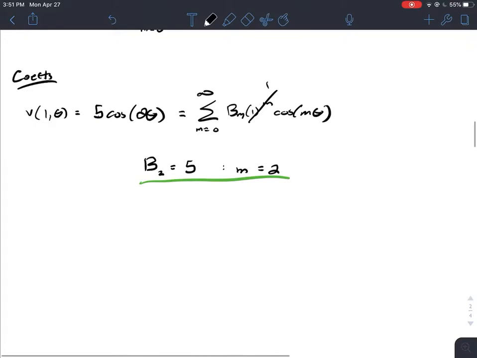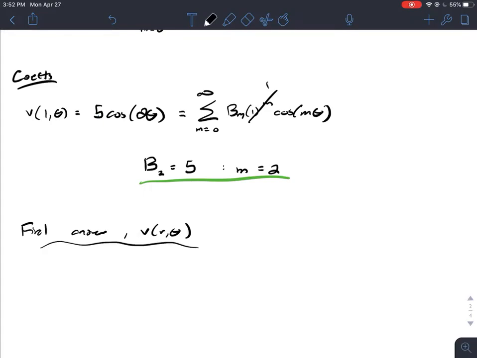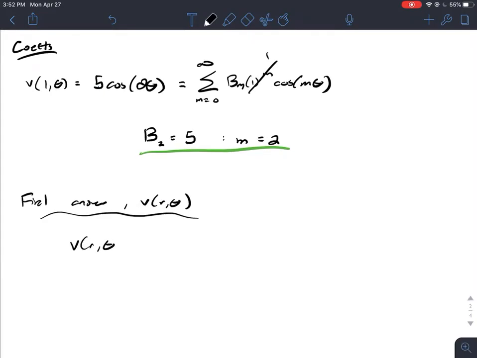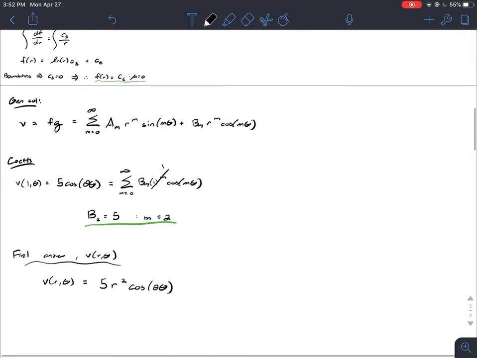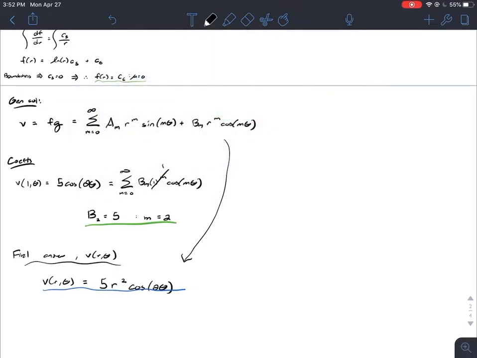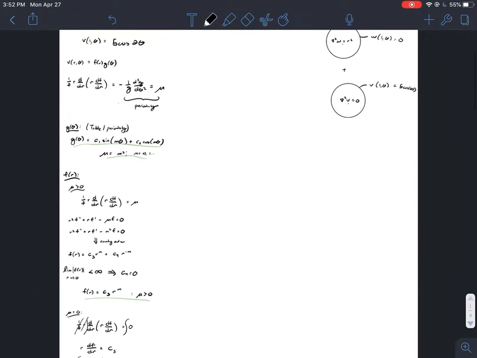So then our final answer for v of r, theta is v equals 5 r raised to the 2 times cosine 2 theta. And this r term comes from the general solution, so just look here and match it up. So that's our final answer for v.